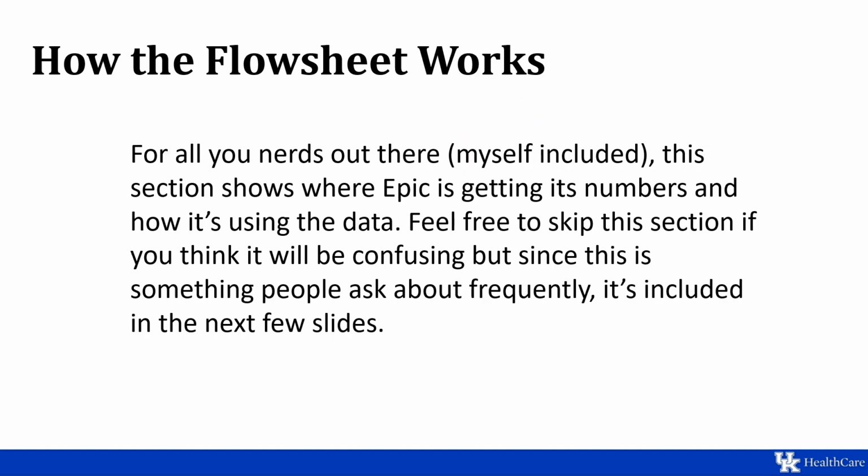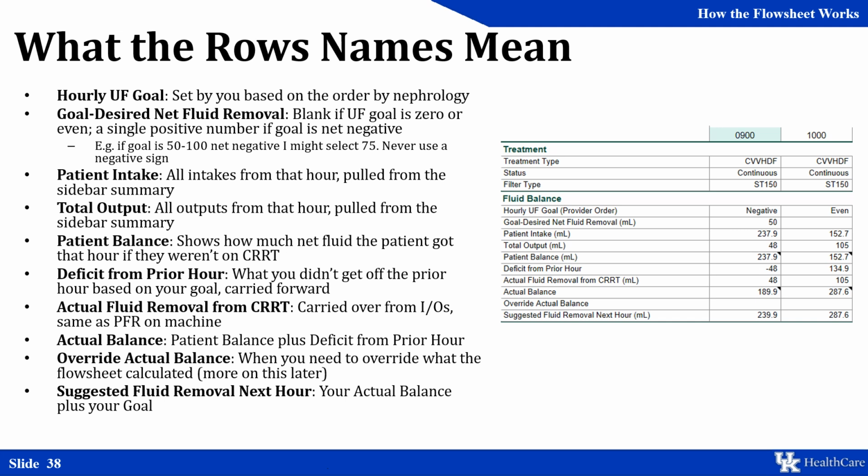So this is a little bit more nerdy section for how the flow sheet works. Feel free to skip through this section if you're not interested, but if you're kind of curious, stay tuned. There's a bunch of different rows on the flow sheet, and essentially what Epic does is it takes the power of a drugstore calculator and adds or subtracts things from the previous time column. It can only look at one time column at a time, which is why you need to only chart one time column at a time.